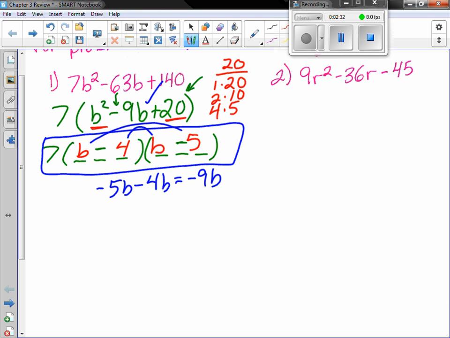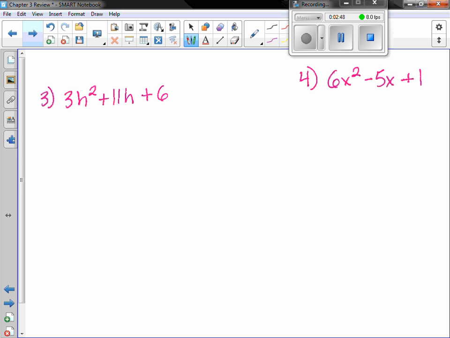Questions on this here? Are there any others for 1 through 6 that we want to look at? Any of those that we want to look at or see how they got worked? Number 3. So we look at number 3. Is there a greatest common factor between all 3 terms? No. So we can't factor anything out.